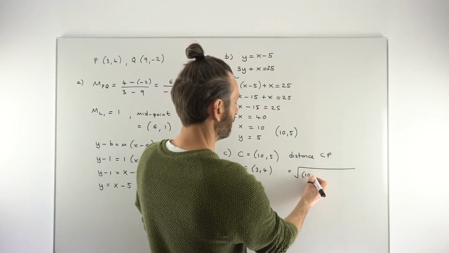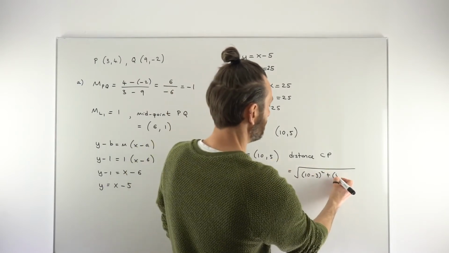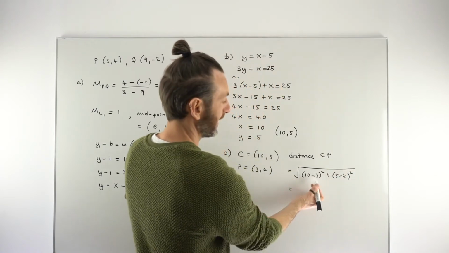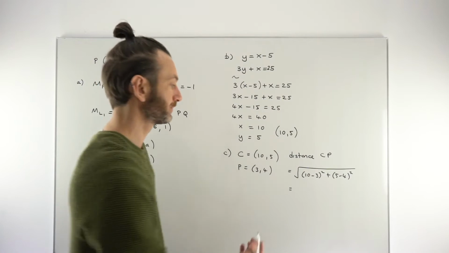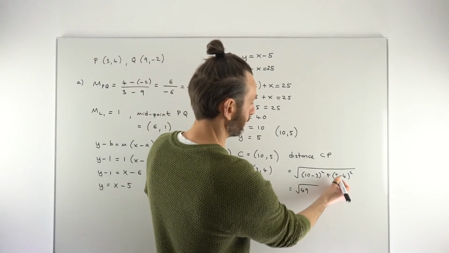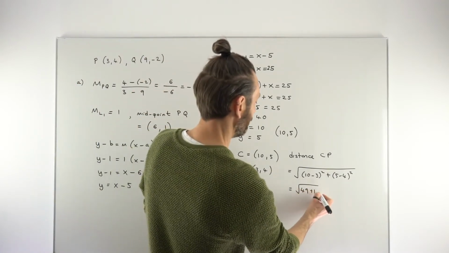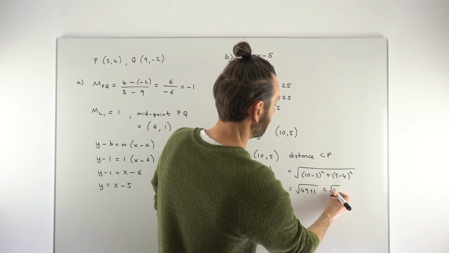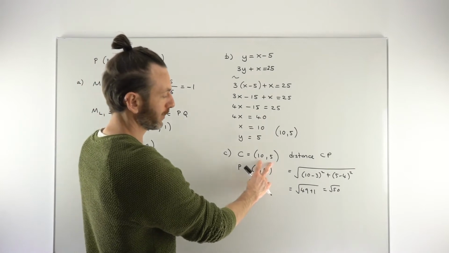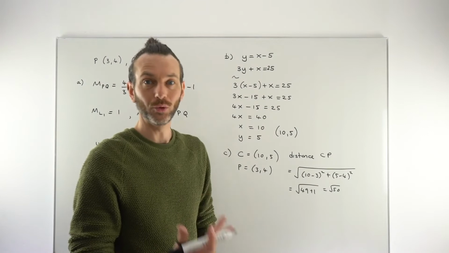So it's going to be 10 minus 3 all squared plus 5 minus 4 all squared. And we're just going to go ahead and work that out. 10 minus 3 is 7. Squared is 49, so we're going to get the square root of 49. 5 minus 4 is 1, 1 squared is 1, so 49 plus 1. So this comes out to be, again, quite a reassuring number, root 50, nice round number. So for our circle, we've got the centre, we've got a radius, and we just need to go ahead and put that into the equation of a circle.